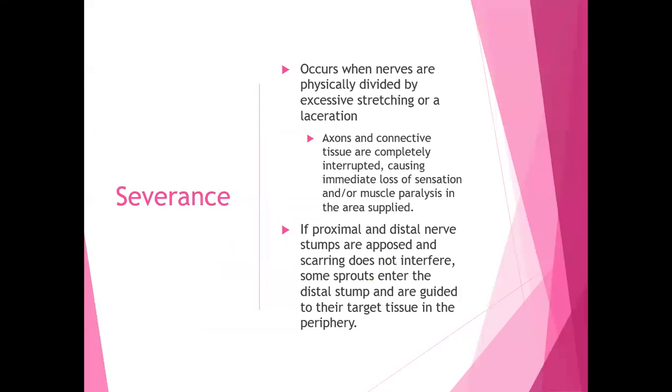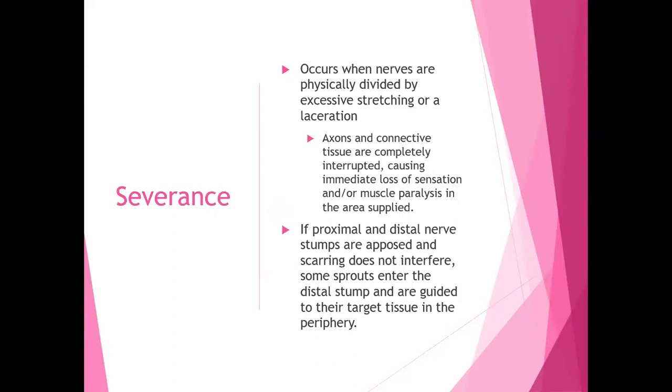When you get complete severance of the nerve, it's physically divided by excessive stretch or laceration. So the axons and the connective tissues are completely interrupted. And that causes immediate loss of sensation and/or muscle paralysis in the areas that the nerve supplies. So laceration, it could even be a surgical incision that causes that. When they do surgical incisions, they really try to avoid cutting motor nerves, but you get a lot of sensory nerve severance during a normal surgery.